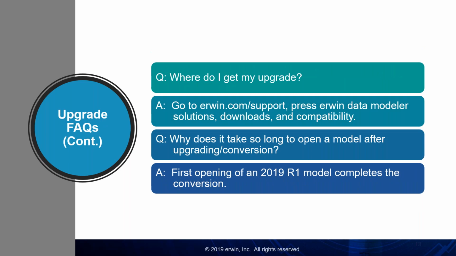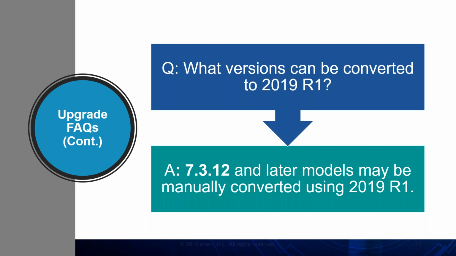Why does it take so long to open a model after upgrading, the conversion? The first time opening of a model in the current version of Erwin, which is presently 2019 R1, completes the conversion. And this is a one-time hit. After you've opened it and the conversion is complete, you can then save the model so that this does not happen going forward. So it's just a one-time hit. What versions can be converted to 2019 R1? 7.3.12 and later models may be converted.